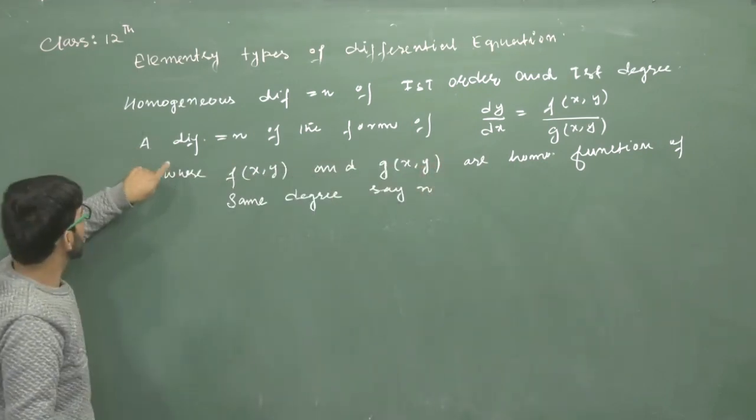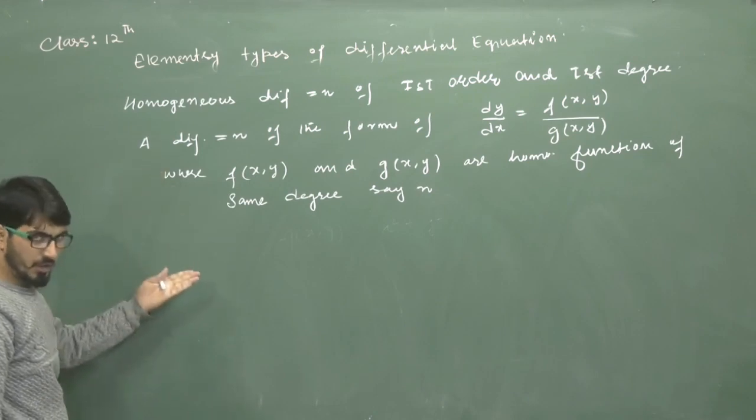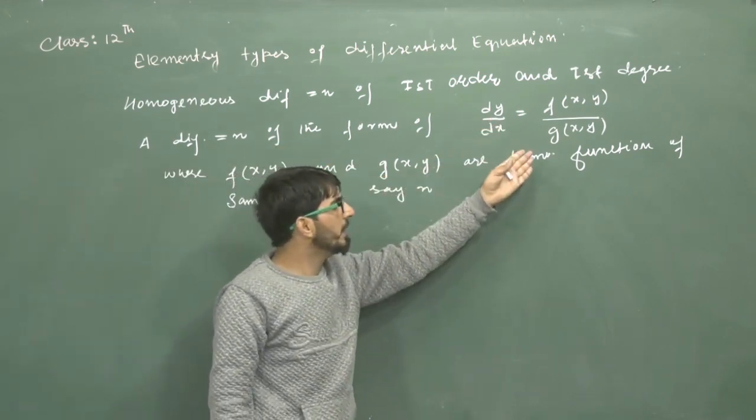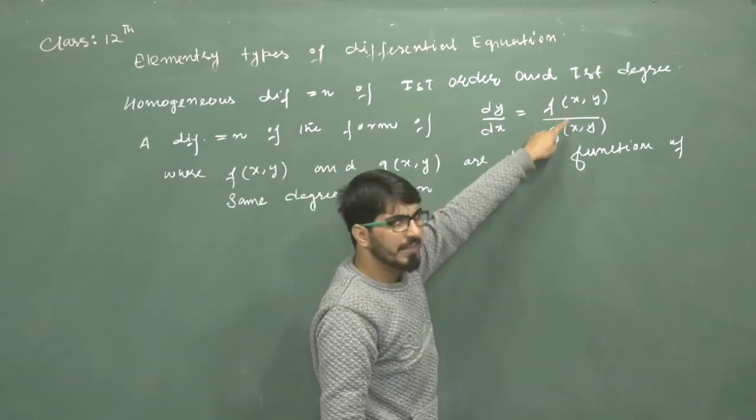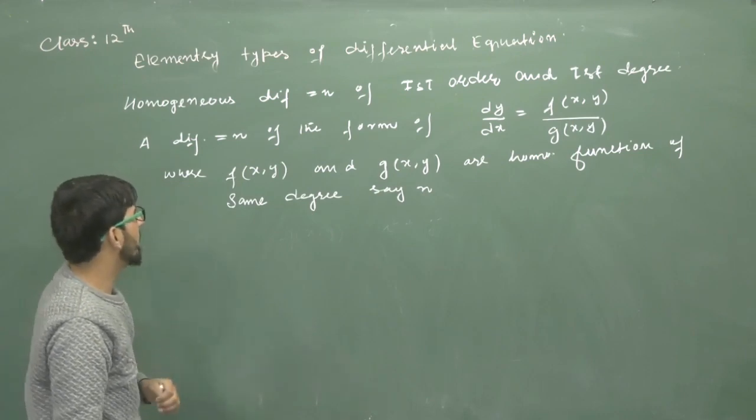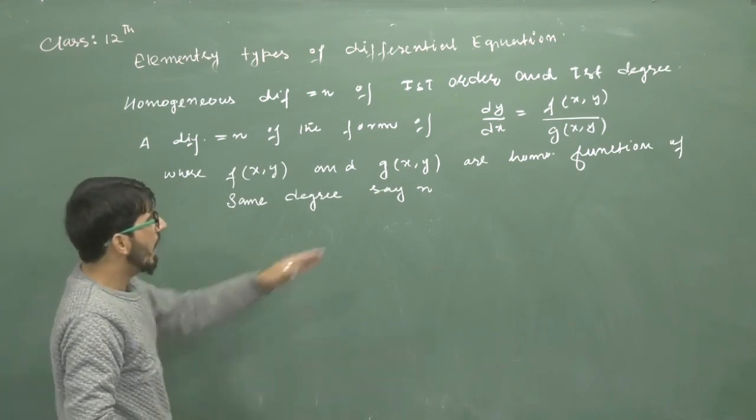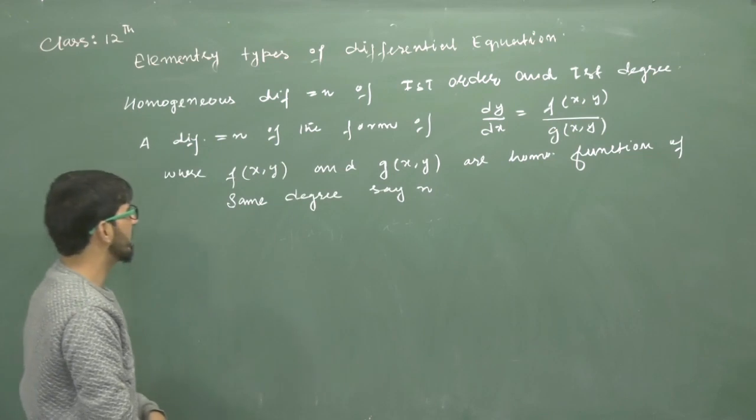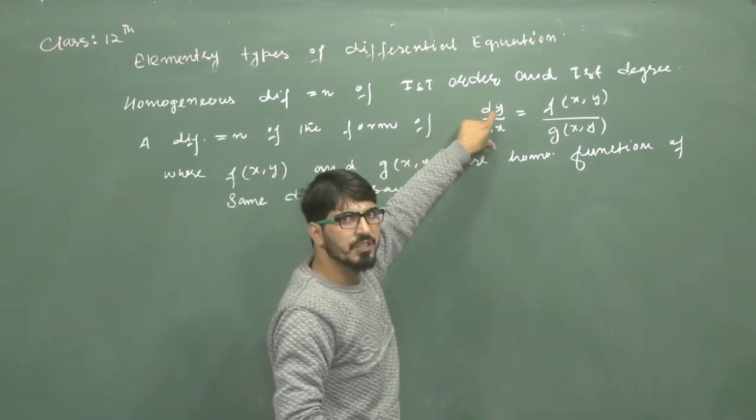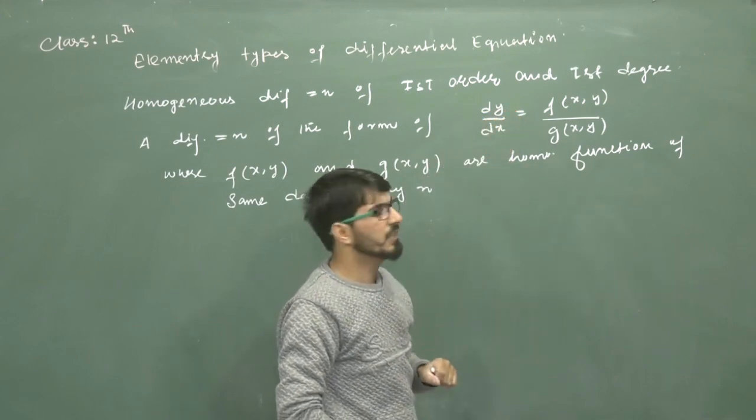That is homogeneous, any differential equation of the form dy by dx is equal to f of x comma y divided by g of x comma y, where f of x comma y and g of x comma y are homogeneous functions of the same degree, say n. Thus we can say this differential equation is of homogeneous type.